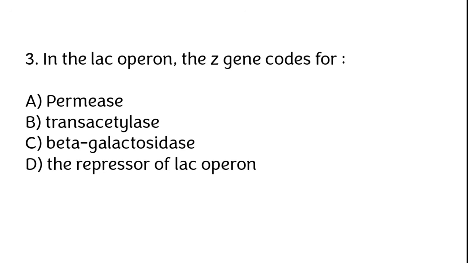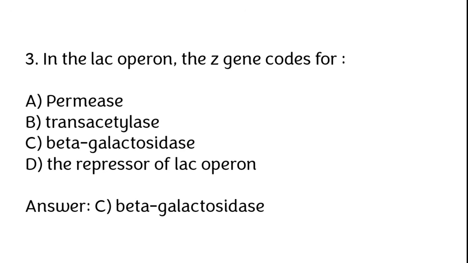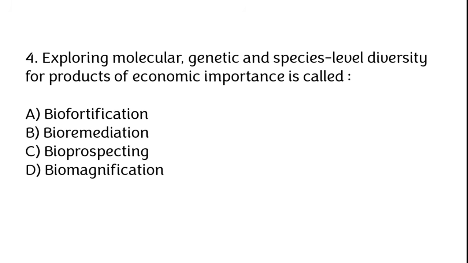In the lac operon, the Z gene codes for? Correct answer is C, beta-galactosidase. Exploring molecular, genetic and species-level diversity for products of economic importance is called? Correct answer is C, bioprospecting.